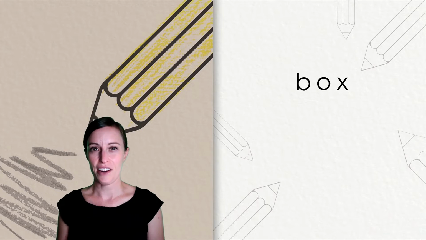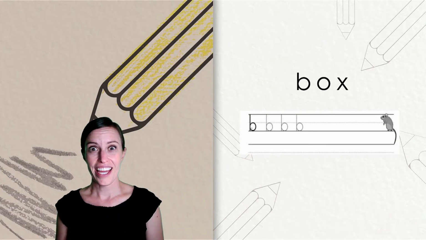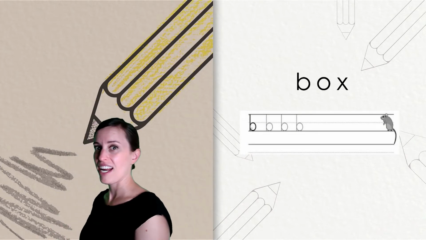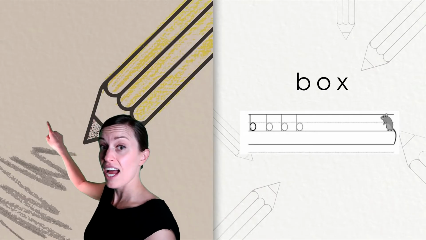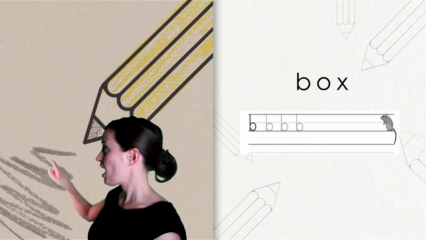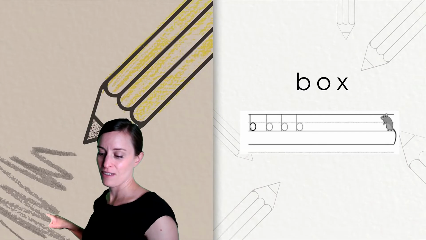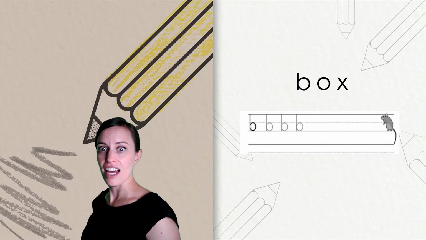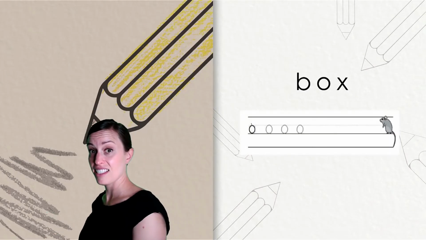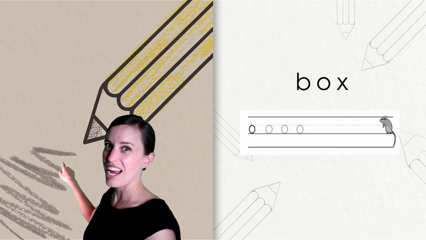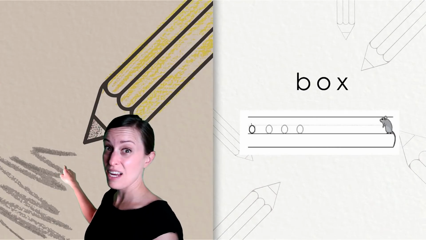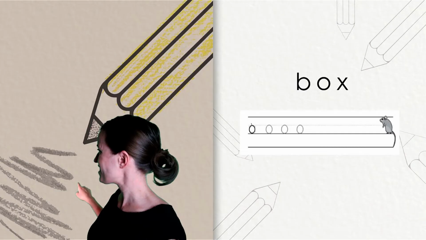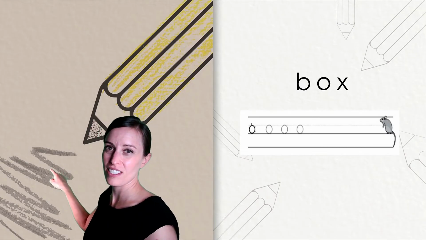Let's start with that letter B. You can get your skywriting finger ready. Start at the top line, pull down, up, and around. Now a letter O. It starts at that middle line, and you start like a C, pull back and around, and bring it to a close.